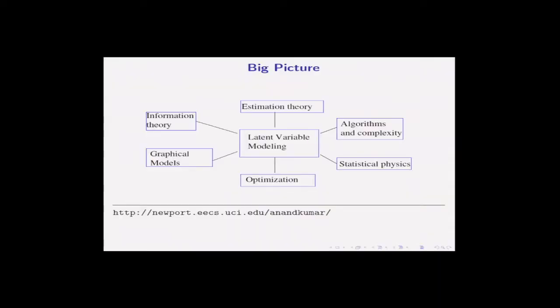So I'd like to view this latent variable modeling problem as a very interdisciplinary problem. There are ingredients from statistics, from algorithms, also social sciences if you think about community models, and optimization. So there's a wide range of different tools and techniques that become relevant here, which makes it very interesting.